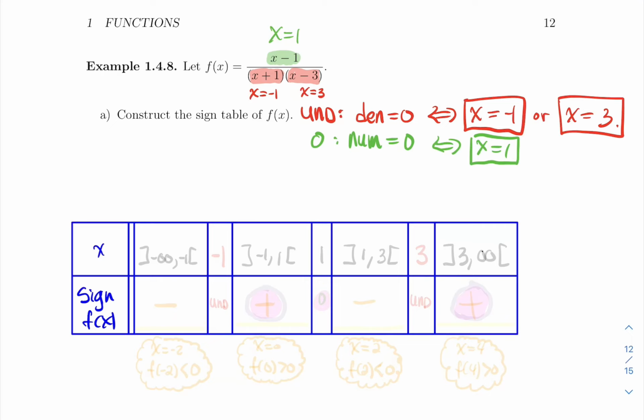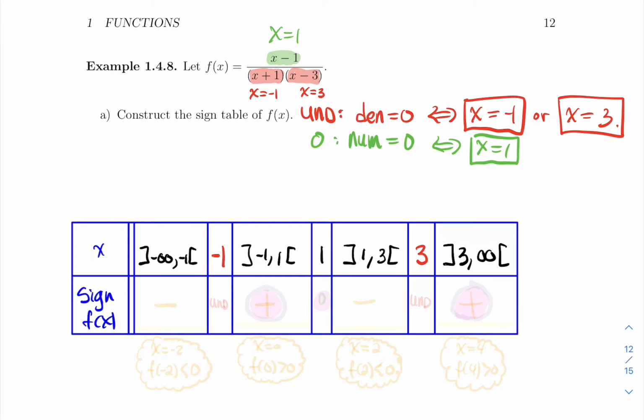So the smallest one is minus 1, so I have 1 column for minus 1. Then the second one is 1, and then the last one is 3. It's really important that they are in separate columns with room in between, and that they are in ascending order. Then we wonder what's up before minus 1. Before minus 1, that's the interval from minus infinity to minus 1. What's up between minus 1 and 1? That's the interval minus 1, 1. Between 1 and 3, that's the interval 1, 3. And then after 3, that's 3 to infinity. So you create the intervals in between them.